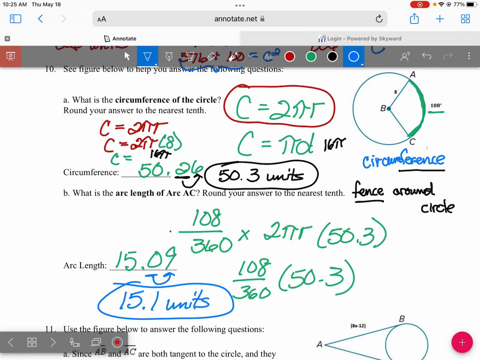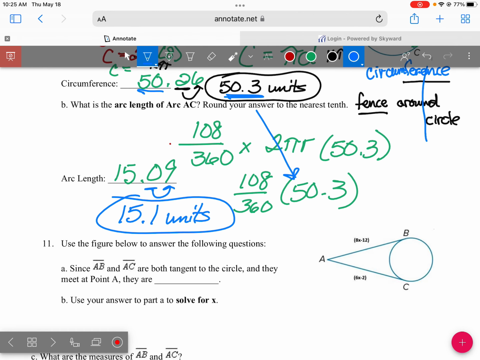15.1 units. Very good. The 2 pi r is what we just found up here, so that's why we use 50.3. That's why sometimes we'll give you a problem that will help you set up for the next problem. Okay? Any other questions on 10? All right, let's go to 11.